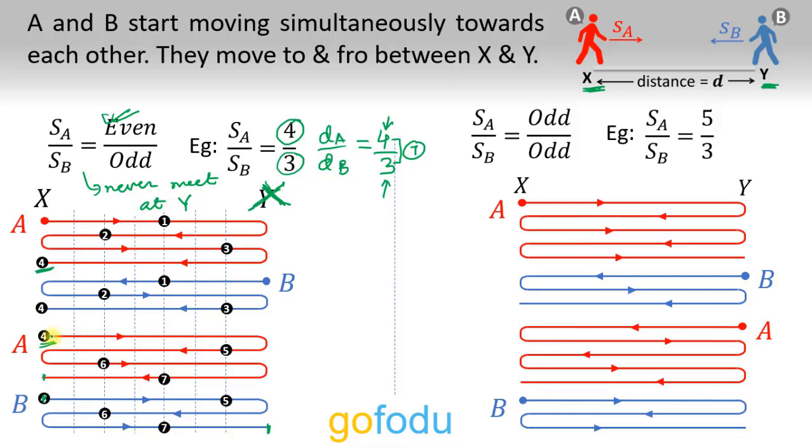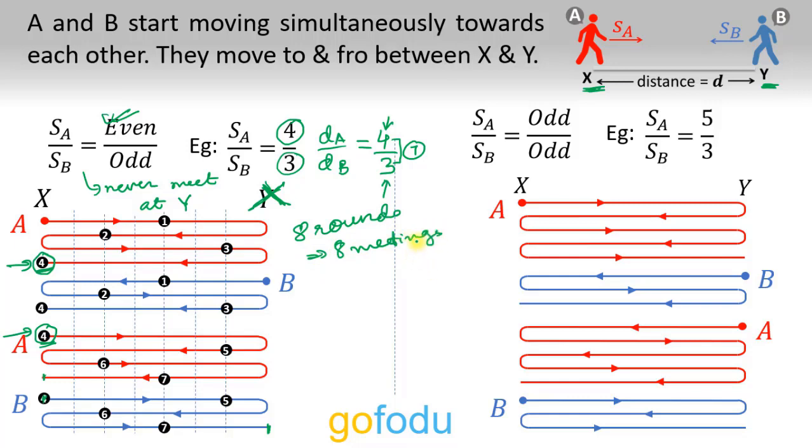Speed of A is more, so A will go ahead and will not meet B in the fifth round. So in this fourth and fifth round combined, there is only one meeting happening between A and B at this point X. So when A makes 8 rounds, this should mean 8 meetings between A and B.